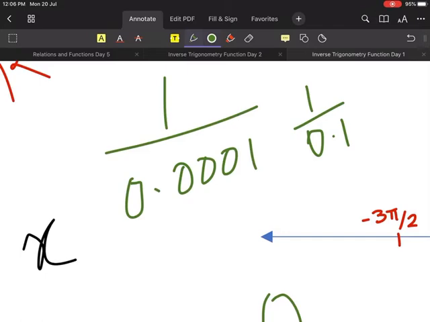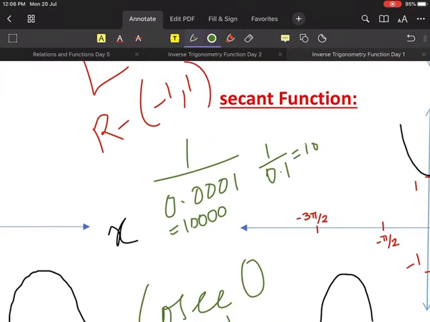There's a decimal point in here. Just like 1 by 0.1 is equal to 10, right? So this one, 1, 2, 3, 4 zeros are there, so this is actually 10,000. Please tell me, have you understood? Yes or no?